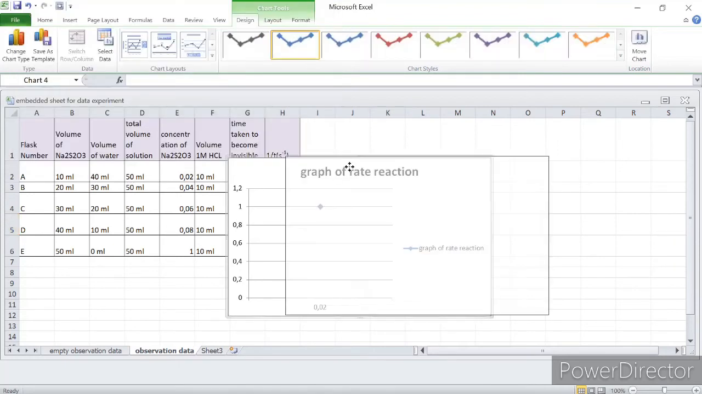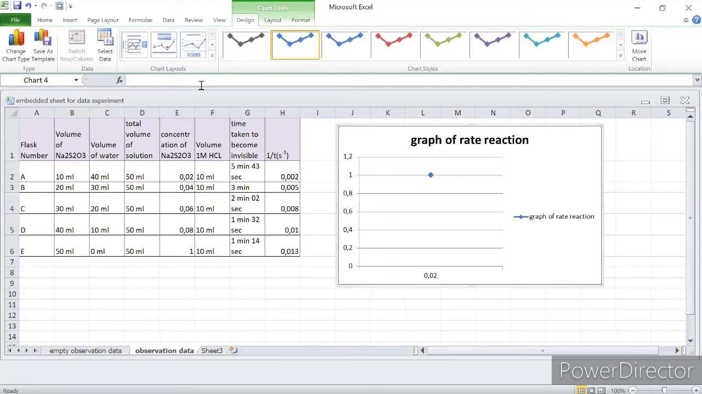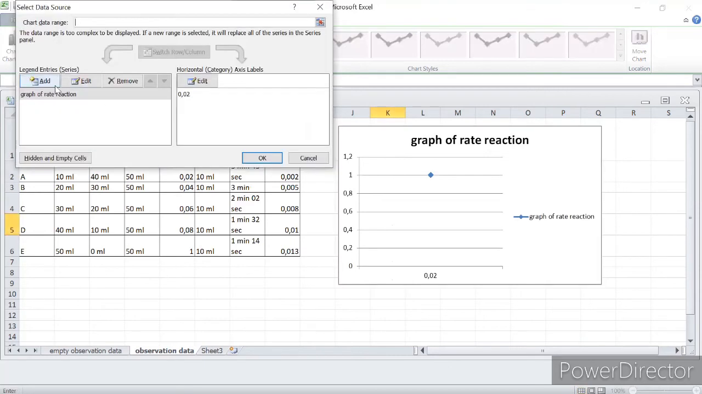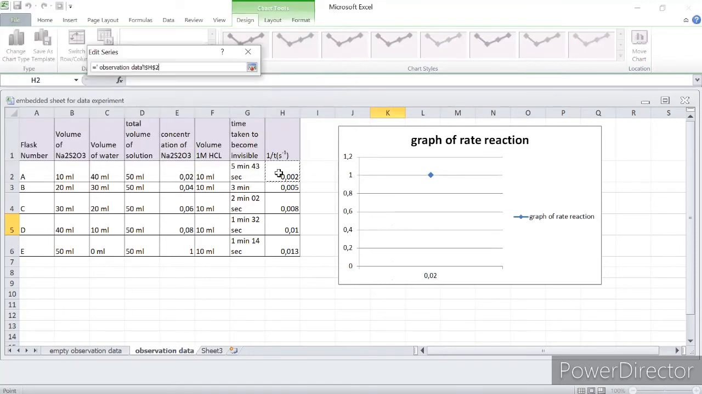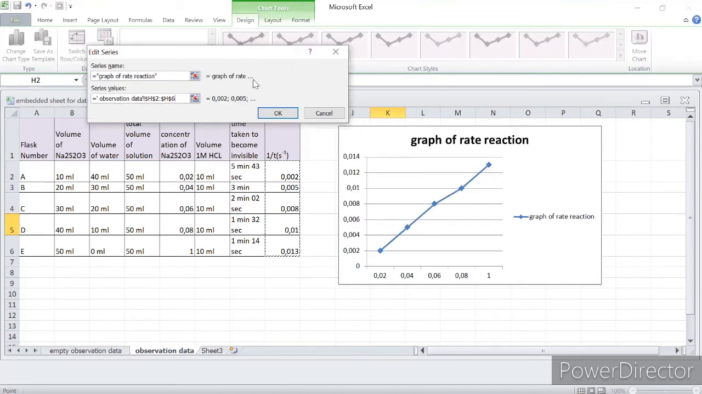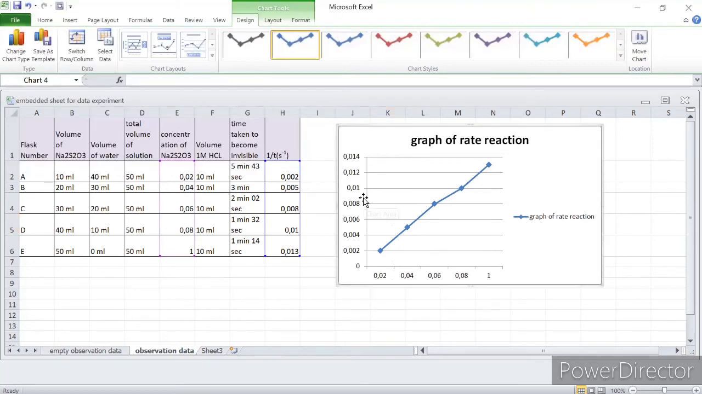Before that, we should place it near the observation data. You can edit it again. Click the graph of rate reaction, click edit. In series value, you can put the value of the time. After that, we will get the value of the data.